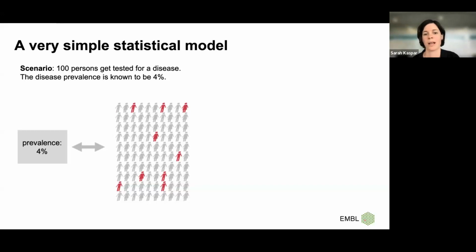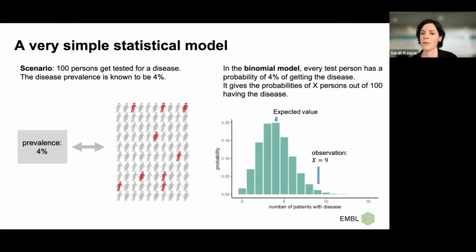Well, we don't know unless we can put some probabilities on the outcomes. And this is exactly what we use a model for. So here a binomial model would apply. It's rather simple. It just says that every individual person has a probability of 4% of having the disease. And by this, we get the probabilities of 0, 1, 2, and so on, persons with the disease in the test group, under the assumption that the prevalence is really 4%.